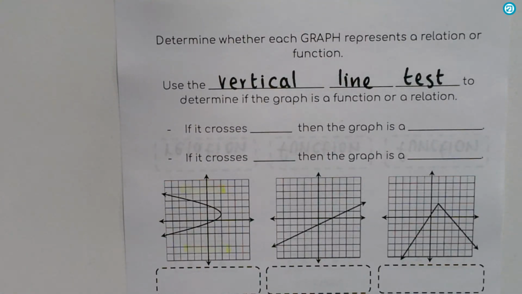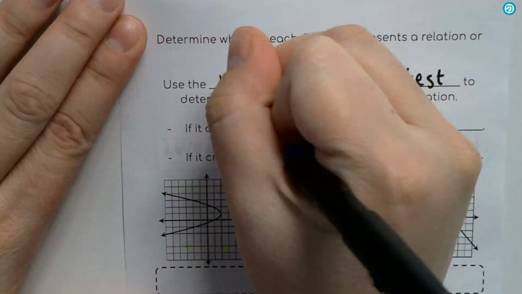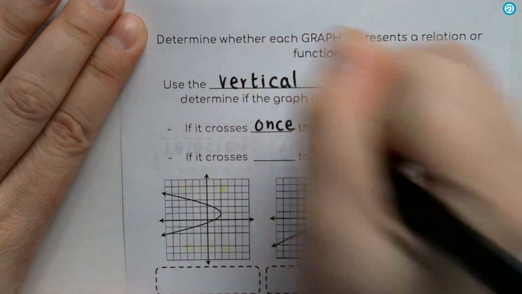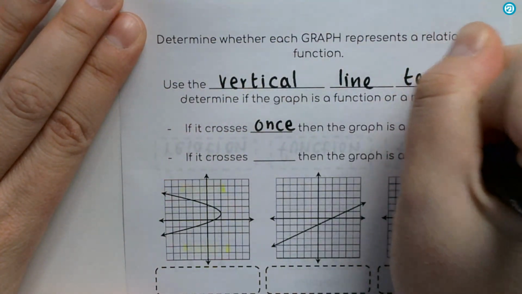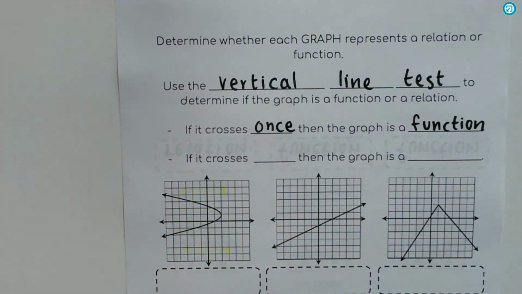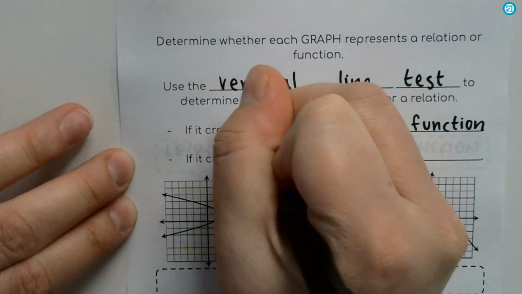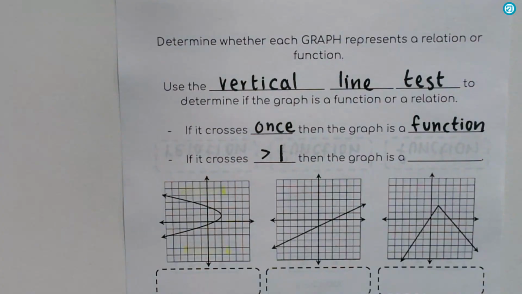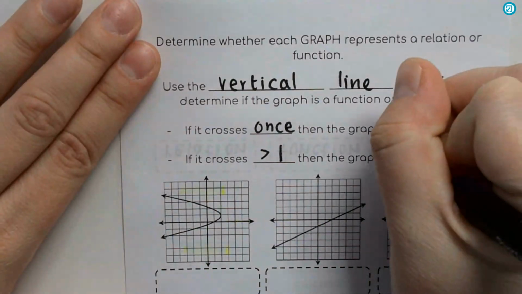If a vertical line only crosses the graph once, then it is a function. If that vertical line crosses more than once, so I'm going to put greater than 1, so that could be 2, 3, 4, 5, 6, 12 times, that graph is a relation.